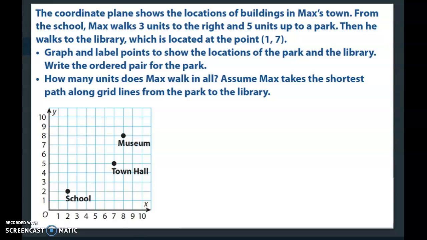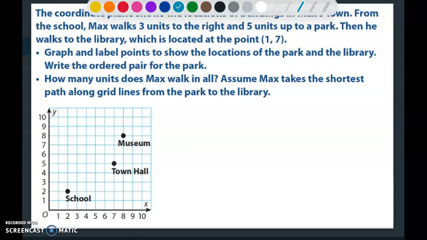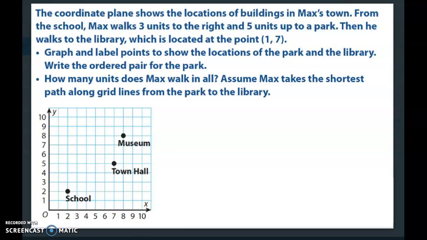It says the coordinate plane shows the locations of buildings in Max's town. From the school, Max walks 3 units to the right and then 5 units up to the park. Then he walks to the library, which is located at the point (1, 7). It says graph and label the points to show the locations of the park and the library. Write the ordered pair for the park.